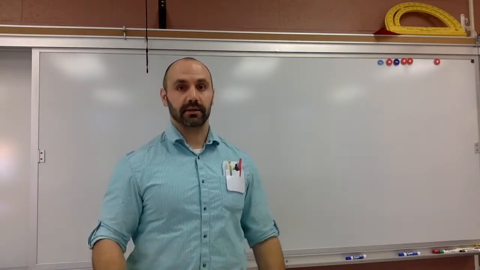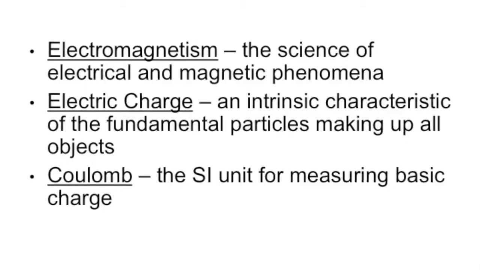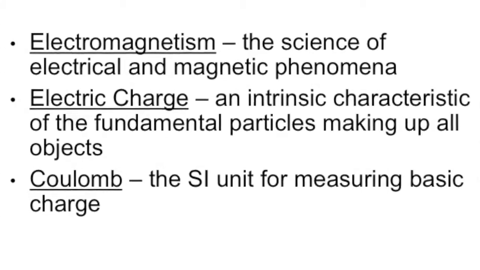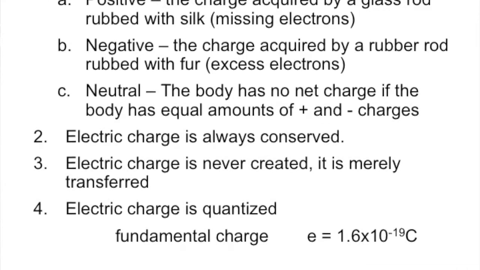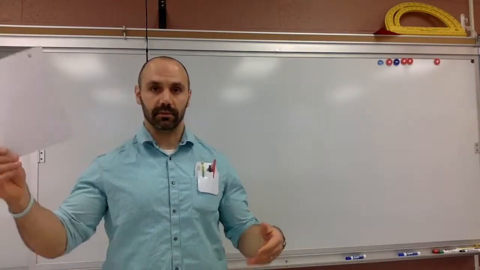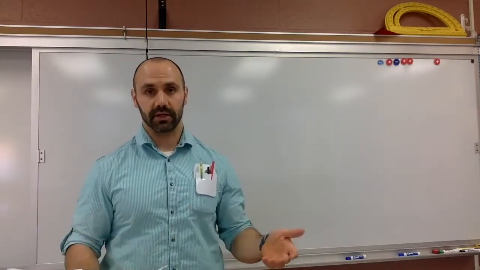So electromagnetism, it's the science of electricity and magnetism, right? Really simple. Electric charge is an intrinsic characteristic of fundamental particles. This is something like mass, it's something like length. Particles can have electric charge. And we measure it in coulombs, right? It's the basic SI unit for measuring charge. And we have types of charges. There's positive, negative, neutral, right? If it's neutral, that just means that the amount of positive and negative charge is the same.